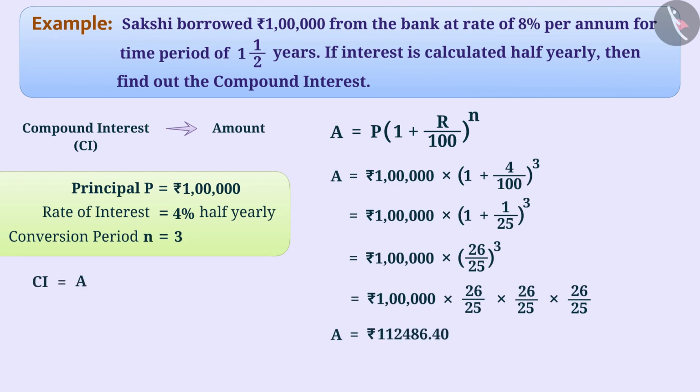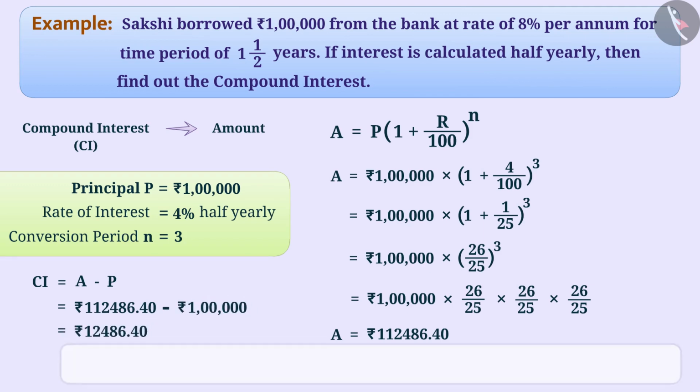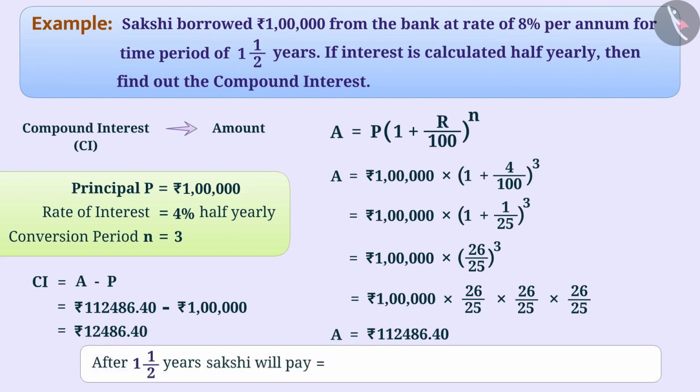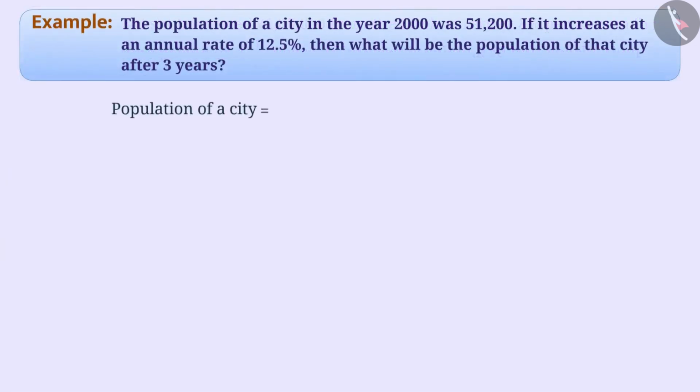Since Ci is equal to A minus P, therefore Ci is equal to rupees 1,12,486.40 minus rupees 1 lakh, which is equal to rupees 12,486.40. Means after 1.5 years, Sakshi will pay 1,12,486.40 rupees, in which compound interest will be 12,486.40 rupees. Next example. The population of a city in the year 2000 was 51,200.